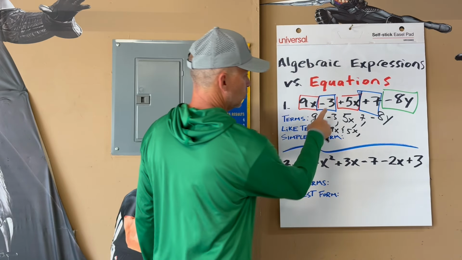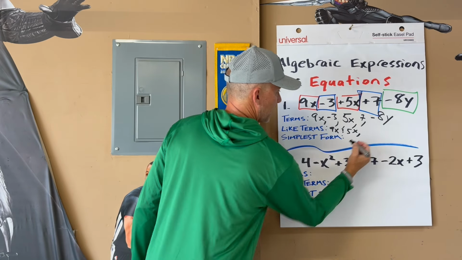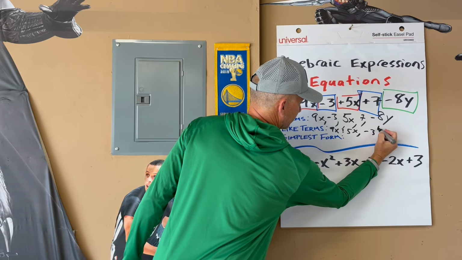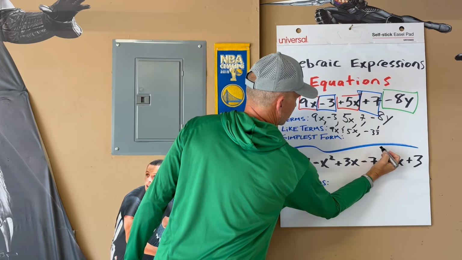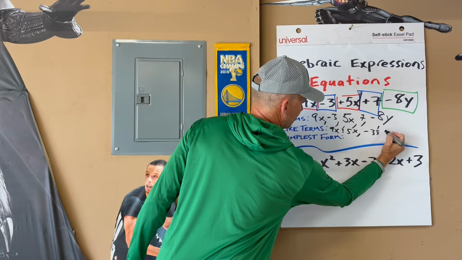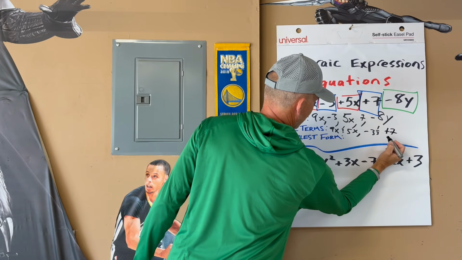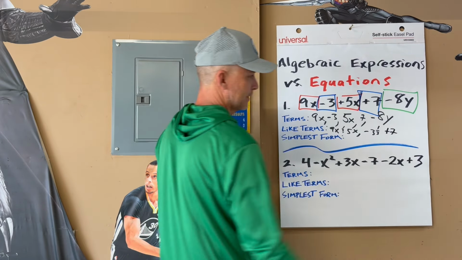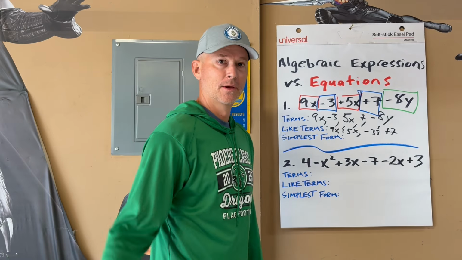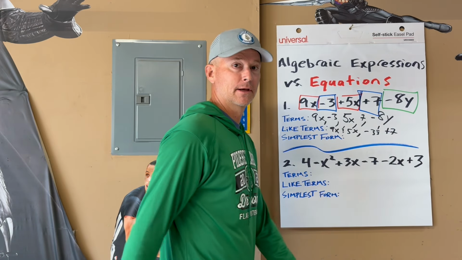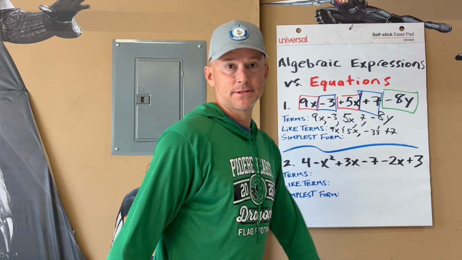Now what else? Ooh, negative 3 and positive 7. And then you have negative 3 and I'm not sure what that is, and positive 7. Yeah, I have no idea what that is. That looks like negative 3 1/3. Whatever. I'll edit that out later. I don't have the skill for that.